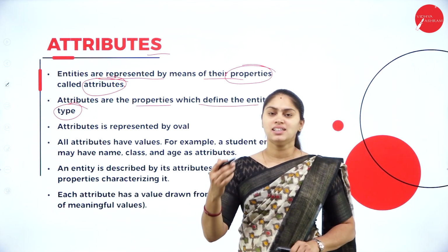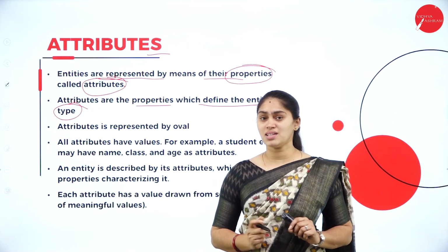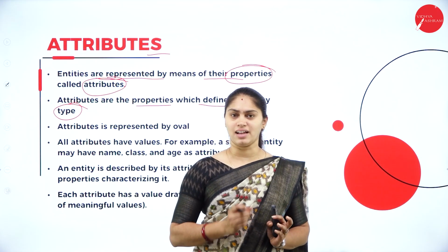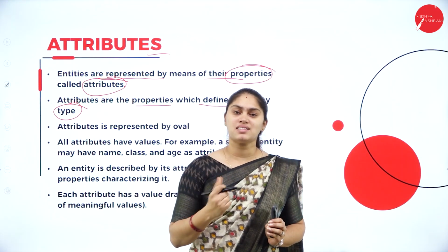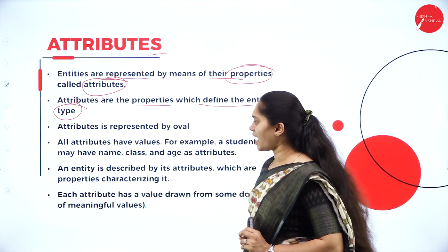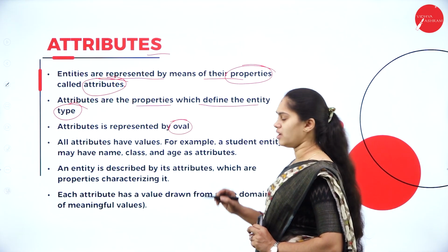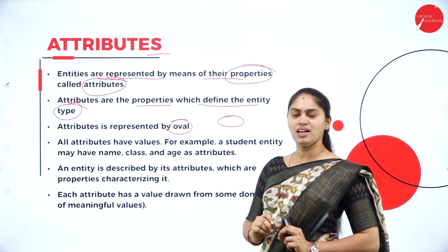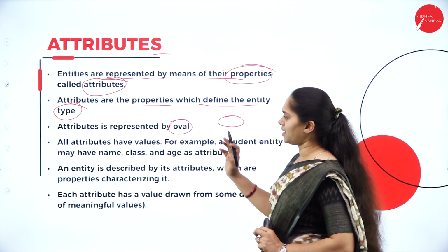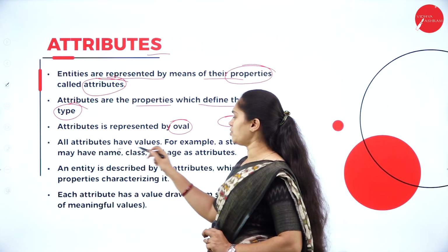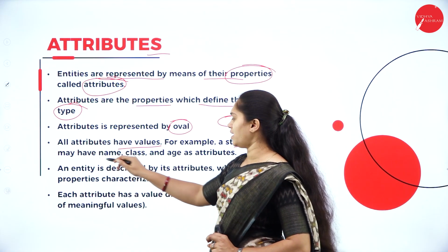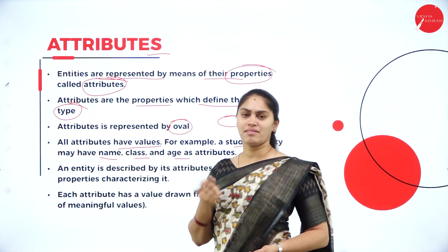If I want to describe a particular thing as a student, then that student must have a student ID, name, register number, age, gender, address, like that. So whatever I am saying will be considered an attribute that specifies the properties or features, and this is represented by an oval. In the previous example, you might have seen this. We use this oval symbol to represent an attribute, and every attribute will have its own values. If I consider a student entity, it will have a student name, class, age, and also a student ID.